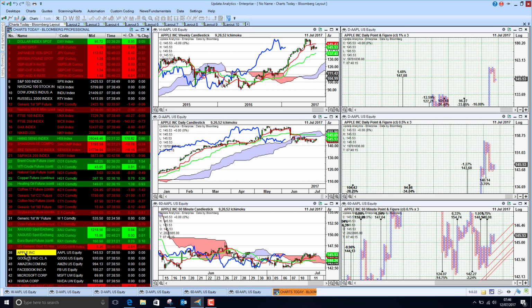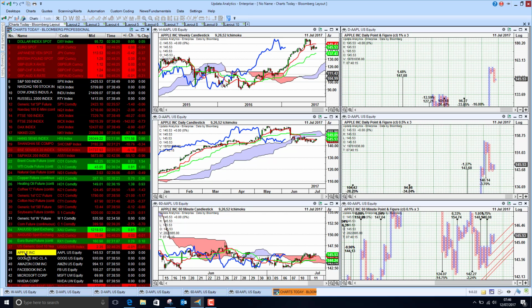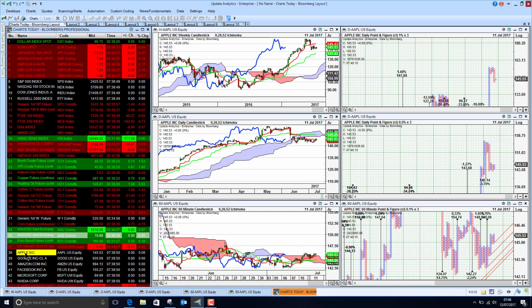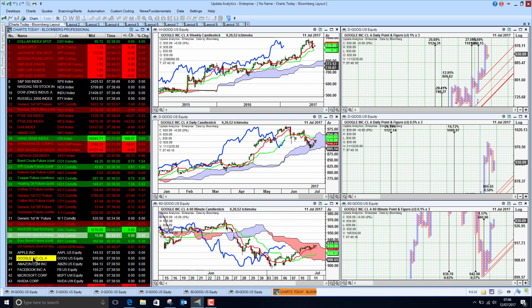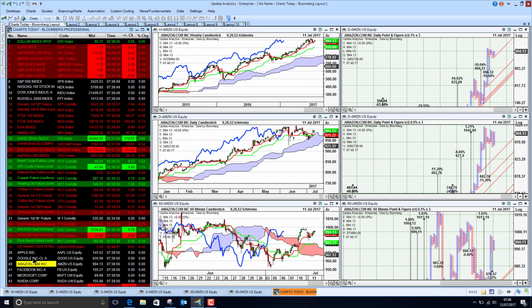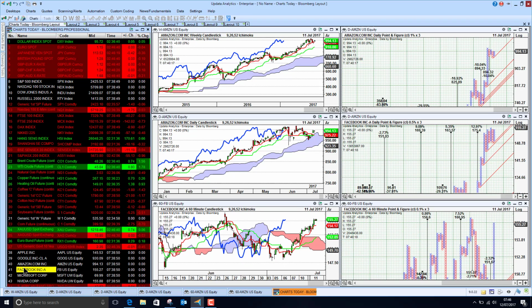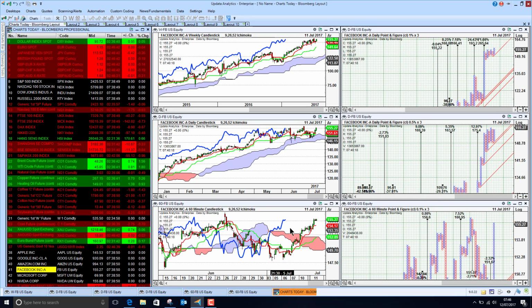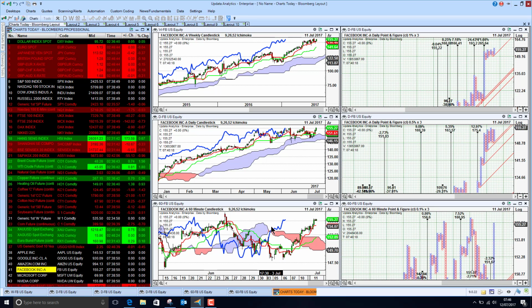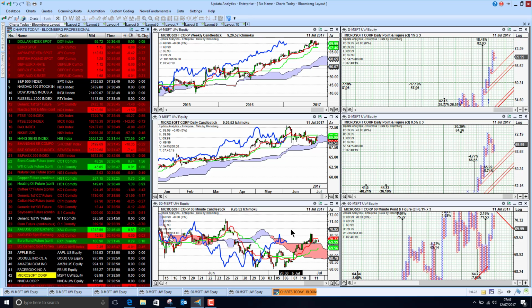Apple holding that 142.50 level back up to that 145 level and upside target, so Apple starting to look better. Google not quite out of the woods yet, not back above the cloud. Amazon back through the cloud, so looking more bullish on the short-term chart. Facebook really motoring here, so back above the cloud on the short term, looking better. And Microsoft just recovering through the cloud as well.